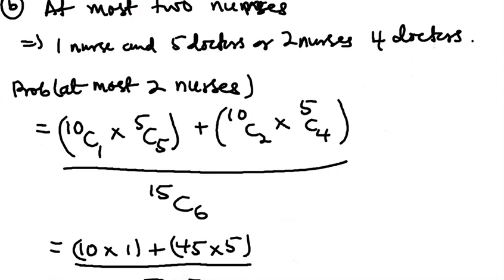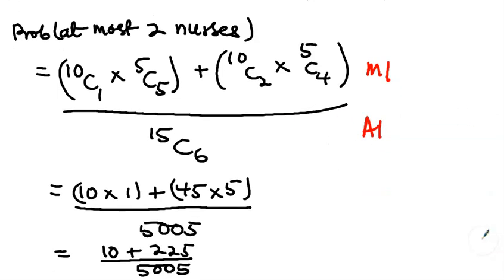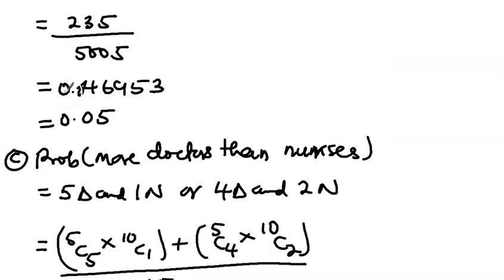Let's come to the second one. Now we have 2 parts, 2 terms. For forming this combination, we have M1, and then for correct combination, this term being correct, this term being correct, you are going to get A1, minus half for each error, which means that if one term is wrong, you deduct half from the one. Then for simplifying, you get another M1. This time, if you have 0.0469, this is A1, and then the final answer 0.05, another A.